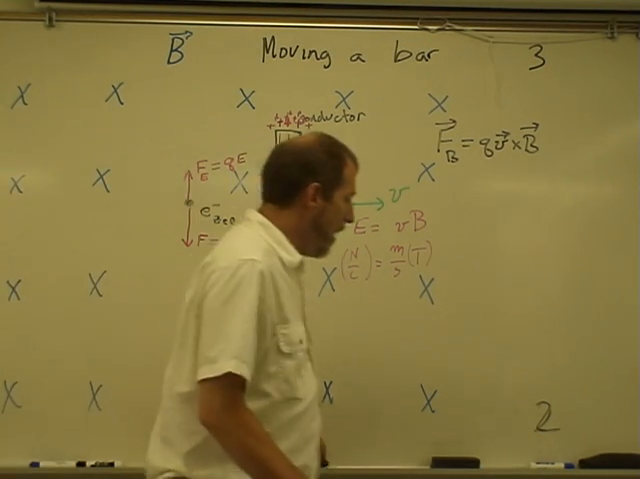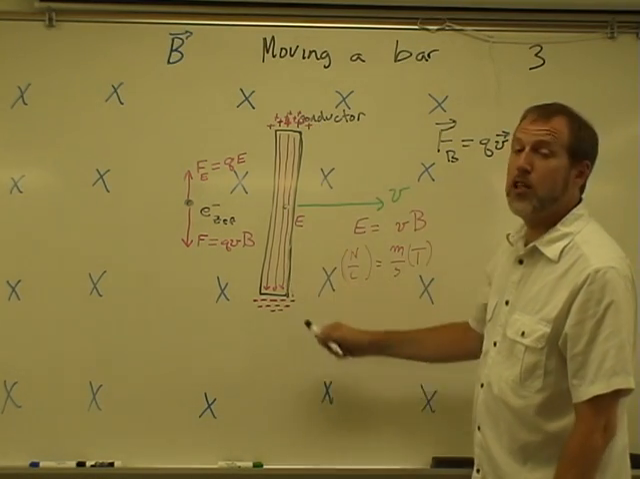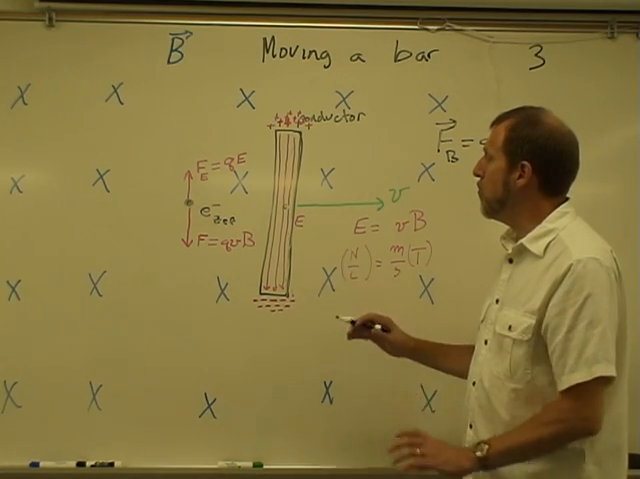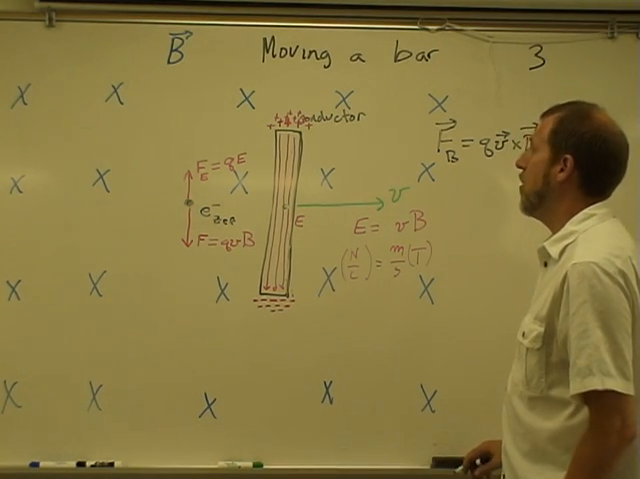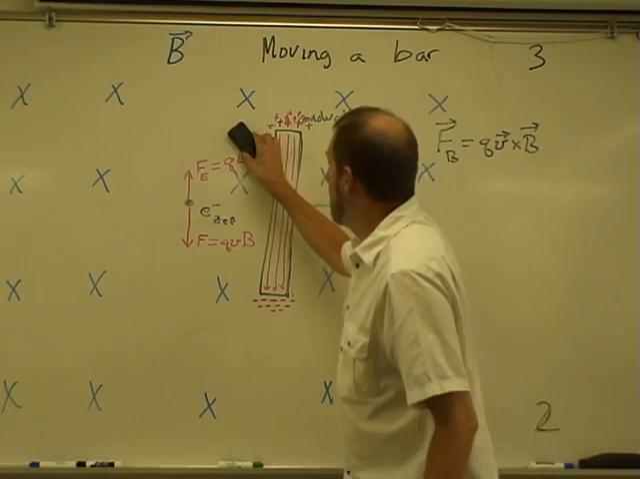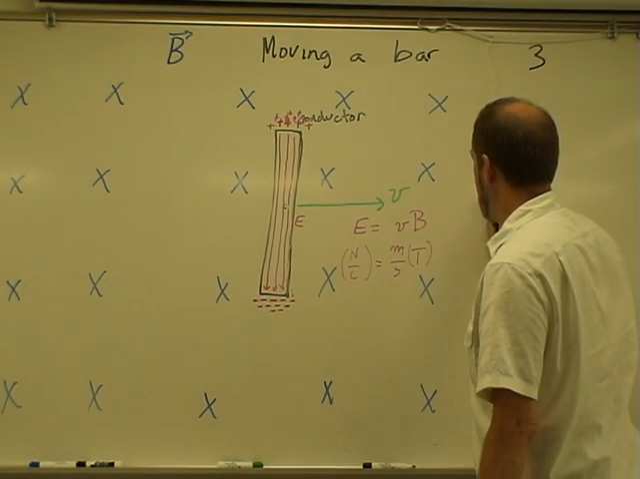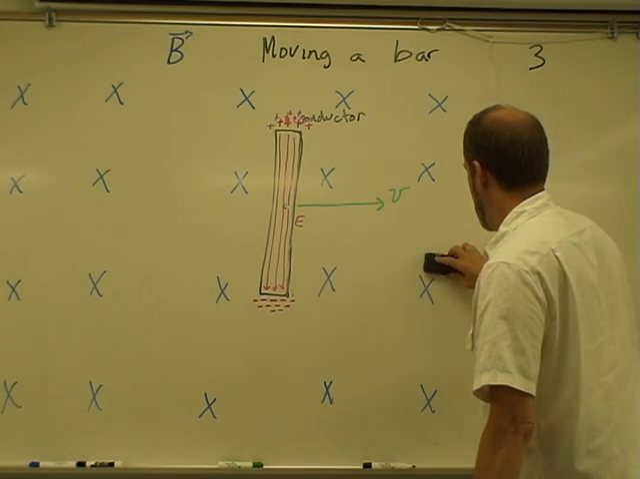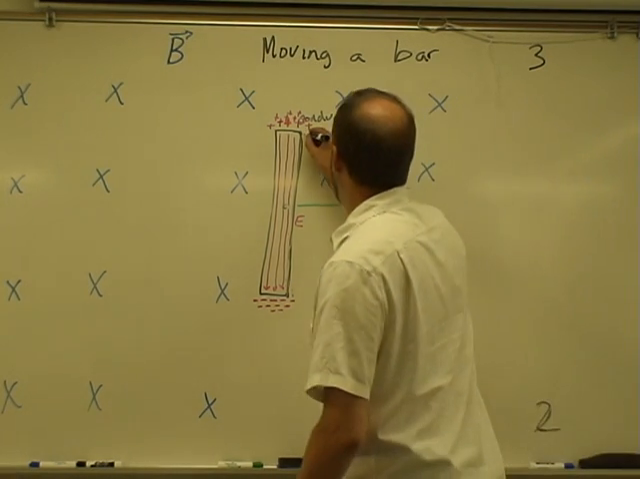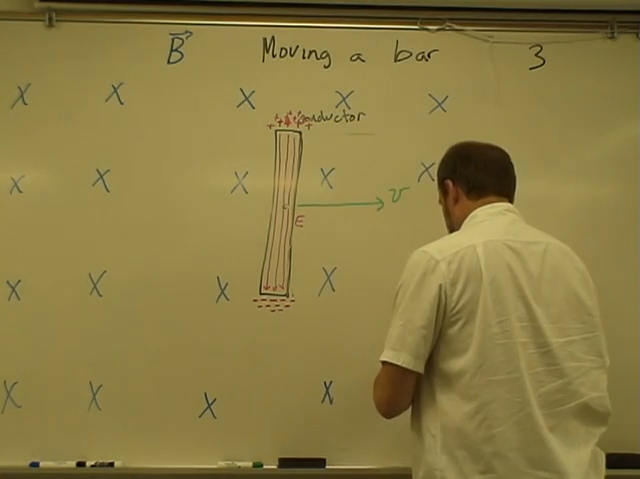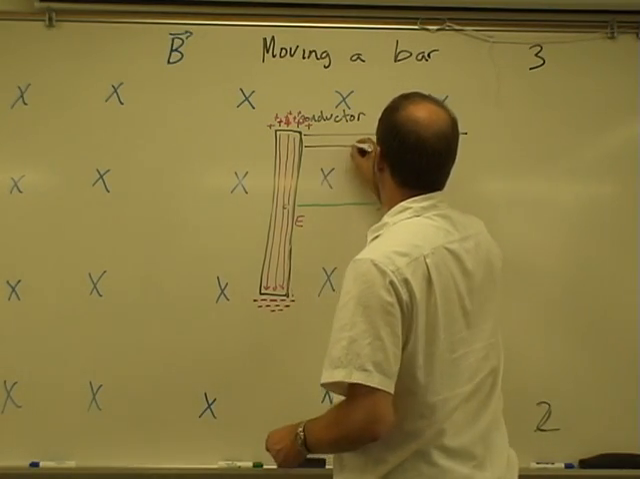Okay. If I've got a bar moving in a magnetic field, positive and negative charge are going to be shifted, redistributed, so that there is a potential difference over that bar. What happens if I give that charge some place to go?